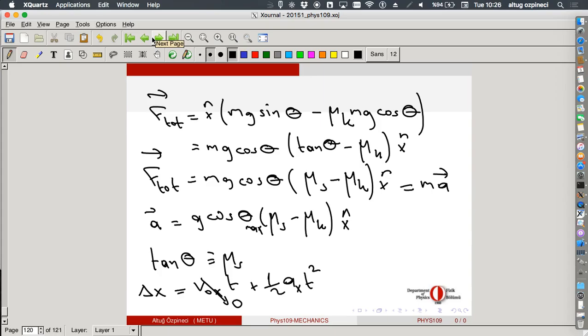Do you work on the minimum tangent value to slide? Yes? That is our theta max, or the maximum value of theta so that it will not slide. If theta is larger than this theta max, it will slide. If it is less than, it will not start sliding on its own.